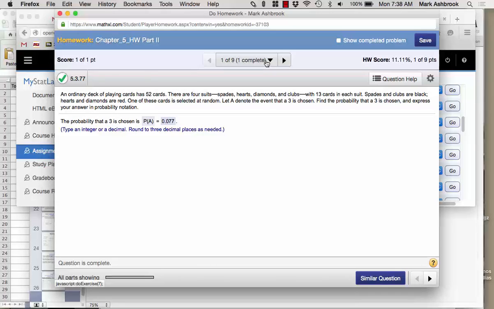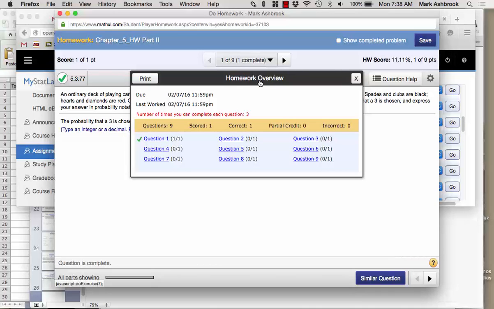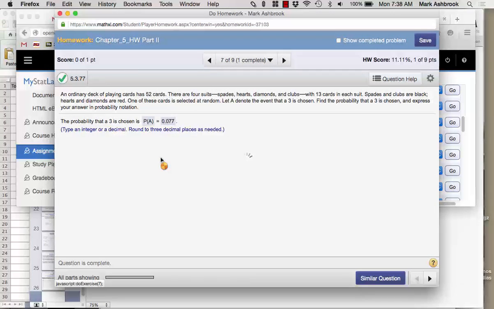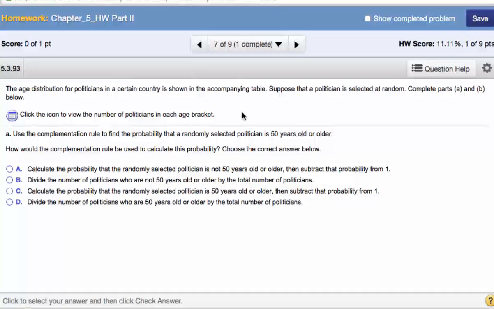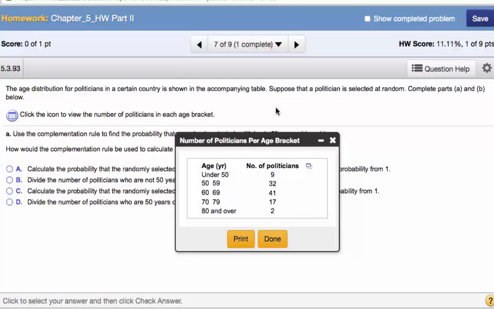Oh, is that the right one? Oh, that's the wrong question. There we go. This is the one. Okay. So age distribution for politicians. Accompanying table. A politician is selected at random. Here we go.